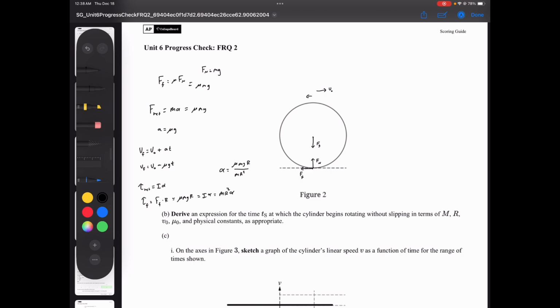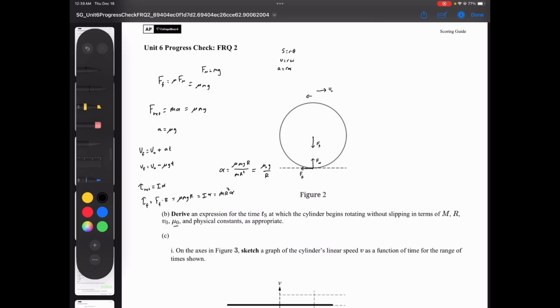The m's are going to cancel out. One of the r's is going to cancel out. So I just get mu naught, because that's what they use here. They say mu naught. So mu naught times g divided by r. That's my angular acceleration. And then to relate it to the linear acceleration, what's important to note is our relationships between angular motion and linear motion. So we have these relationships.